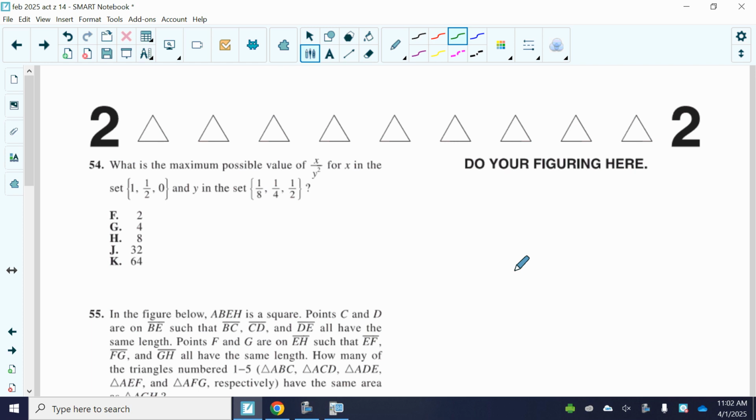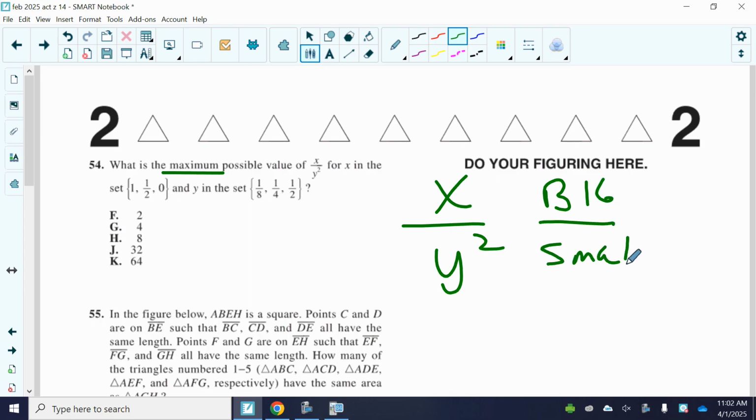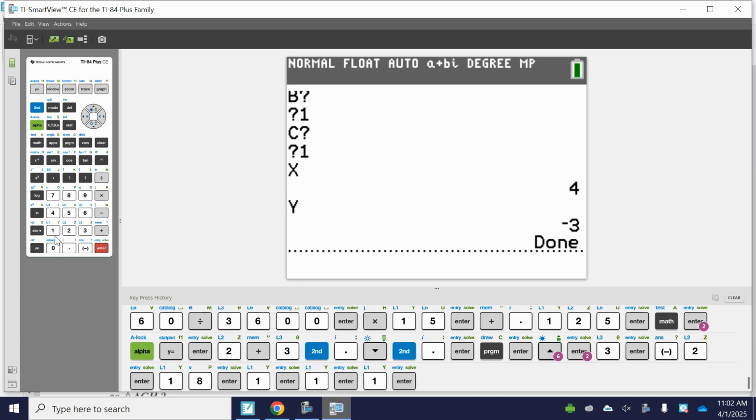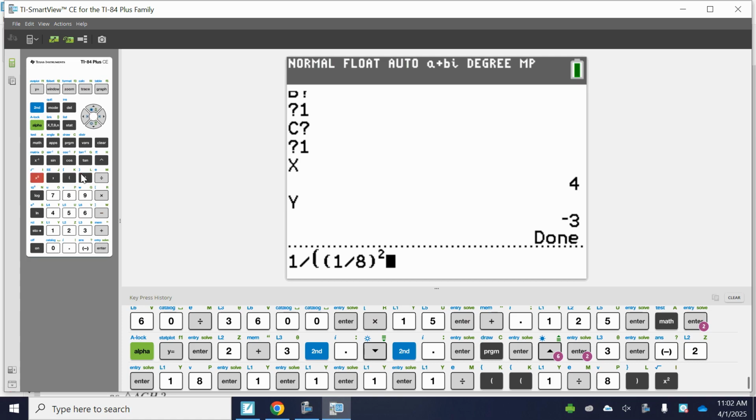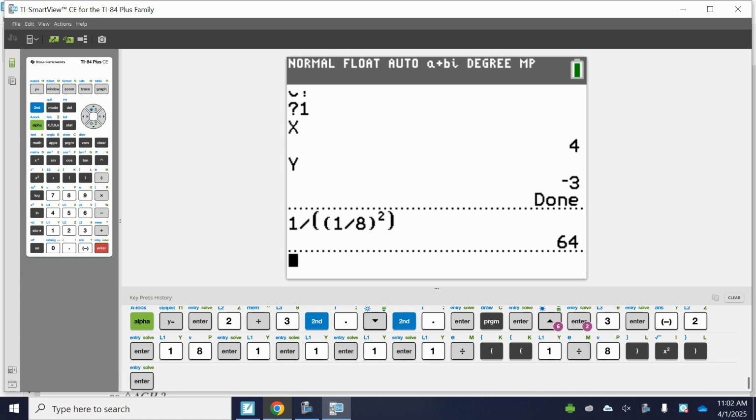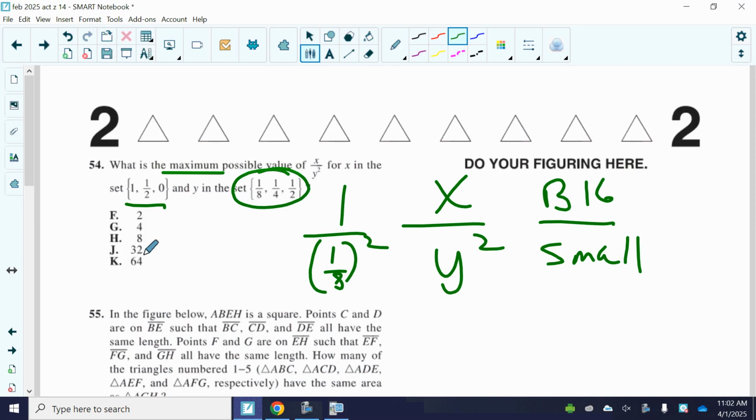Oh, it's a biggie. We want x over y to be as big as possible. So I want x to be what? Big. And I want y to be small. So I want the biggest x, which is 1, over the smallest y, which is 1/8. So it's 1 divided by 1/8 squared. I think you need to do it that way, but y'all know the flip spin move, it's 64.